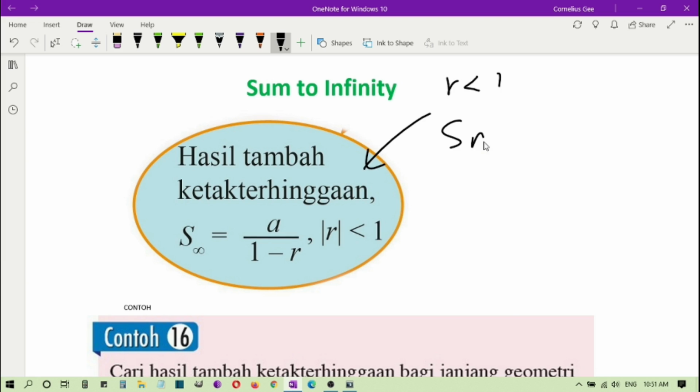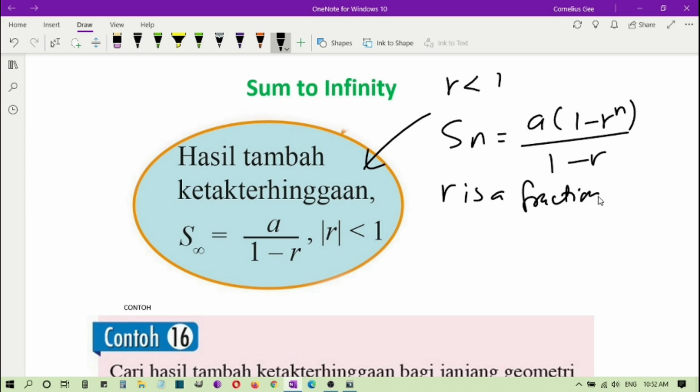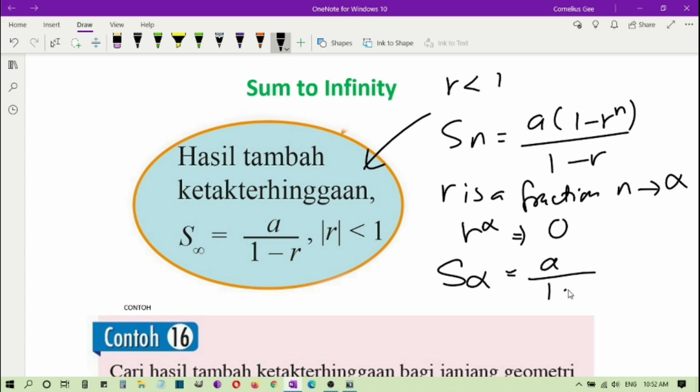So because of that, Sn equals A, 1 minus R^n over 1 minus R, because R is less than 1. R is a fraction. So when n becomes infinity, R^n becomes 0. Because of that, S infinity, the sum to infinity, is A over 1 minus R, because R^n is already 0. So that's why you get this equation.